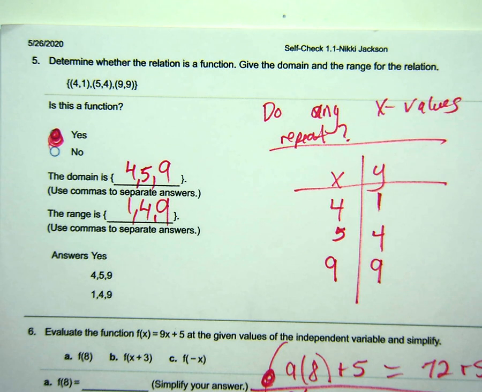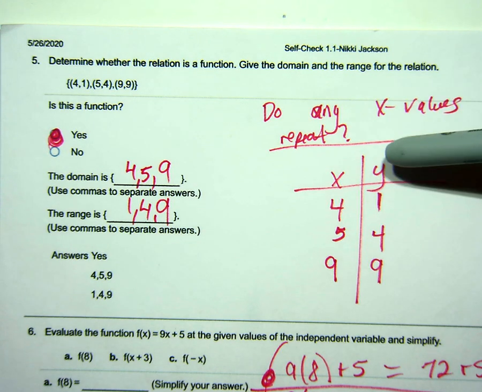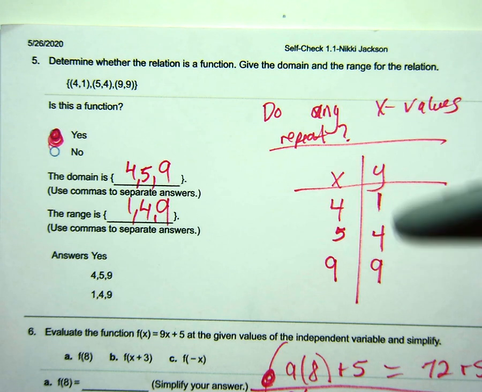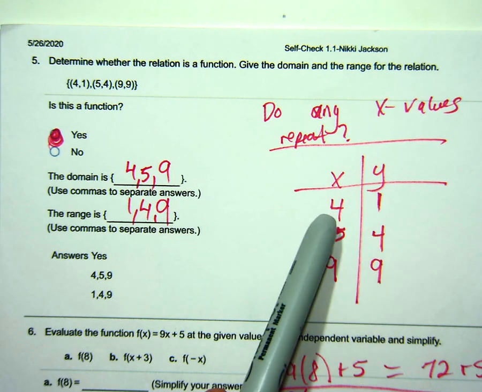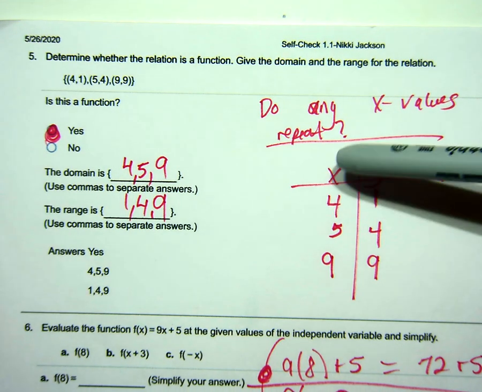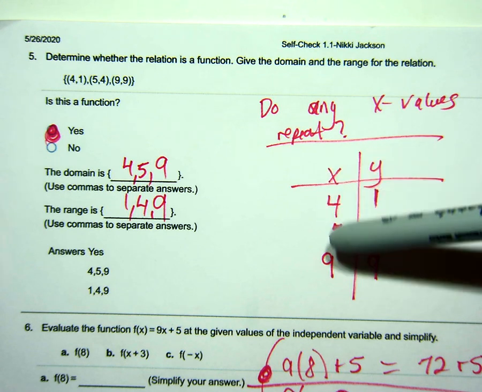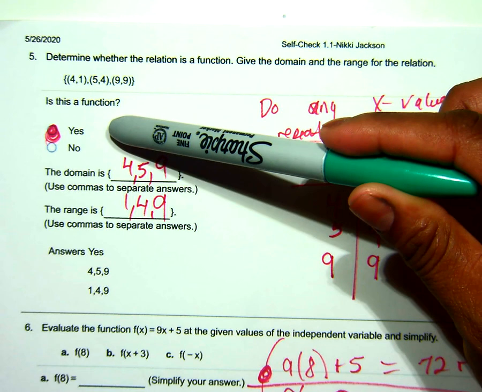For this one right here, it's asking you whether or not it's a function. Well, there are several ways to determine if it's a function or not. One of the main ways is to ask: do any of your x values repeat? That's what this little scribble scrabble is right here. So I rewrote it in table form, with my x values on the left side and my y values on the right side. I took these ordered pairs and split them apart, just like a pair of shoes. So I have 4 and 1, 5 and 4, 9 and 9. Notice how none of the x values repeat themselves. Therefore, that's why it is a yes.